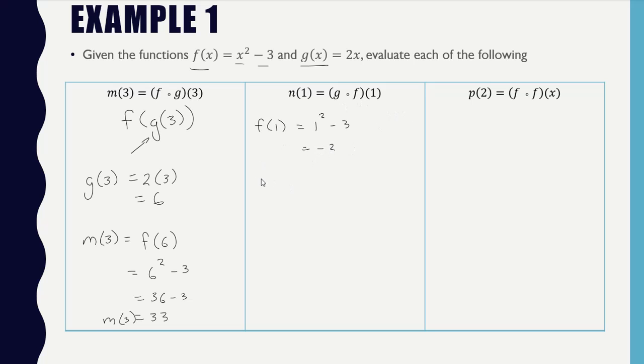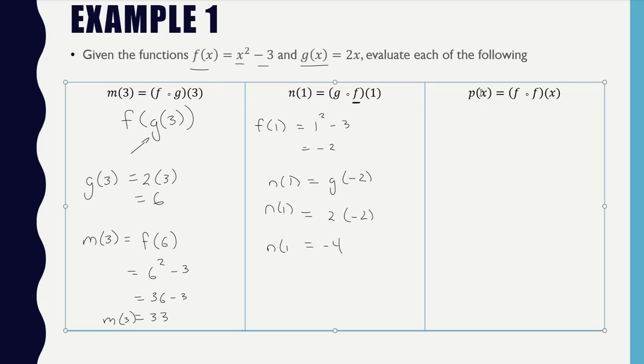So now I actually want g of negative 2. And the reason is we've already figured out what f of 1 is. So we're going to replace everything inside this g function with this negative 2. And that negative 2 came from that f of 1. Okay, so our g of x is equal to 2x. So now it's going to be 2 times negative 2 because the x is replaced by negative 2. And we get negative 4 as our n of 1.